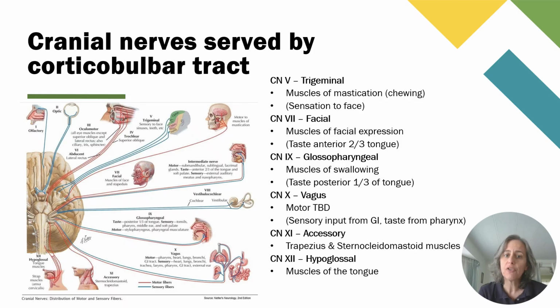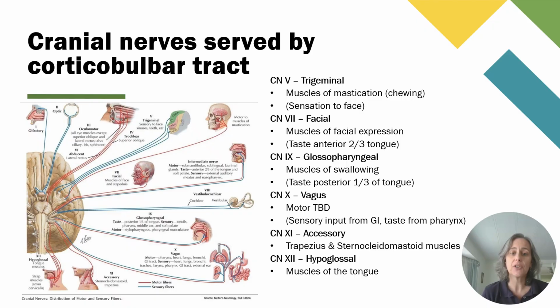The facial nerve, cranial nerve number 7, is all about the muscles of facial expression. So remember Bell's palsy, where you get a cranial nerve palsy, facial nerve palsy. But then, of course, remember it's a mixed nerve, so you also get sensation to the anterior 2/3 of the tongue through the facial nerve.